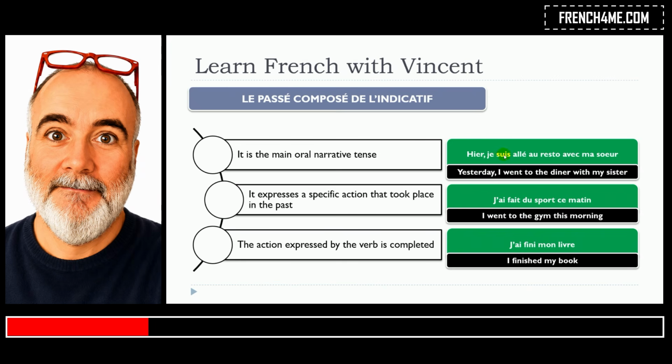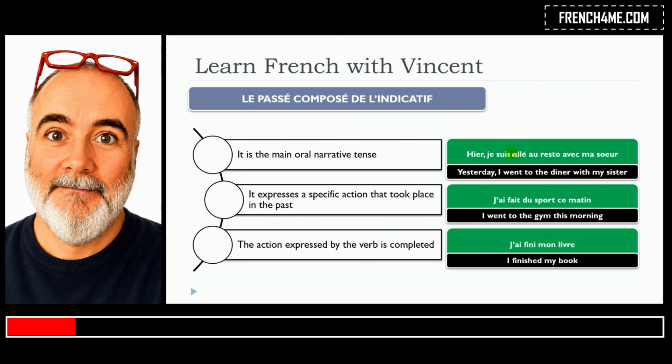So once again, je suis allé au resto. As you can see, the verb is aller. So remember, the difficulty of the passé composé is that it is a compound tense. Je suis allé. J'ai fait, in that case, it's the verb faire. J'ai fini, it's the verb finir.